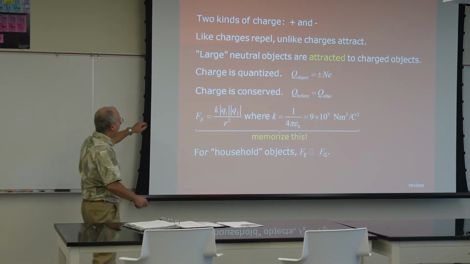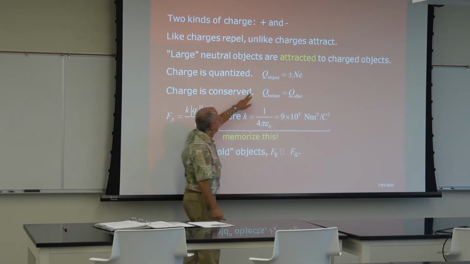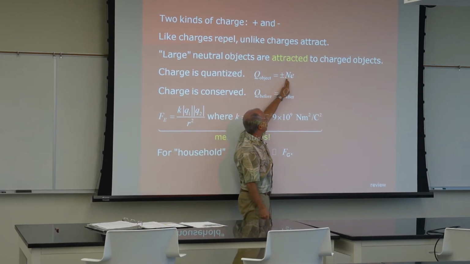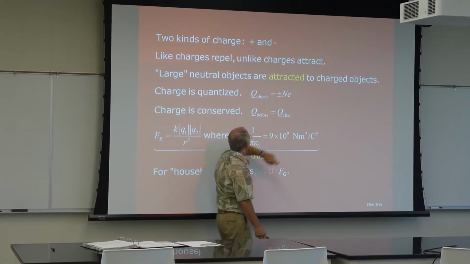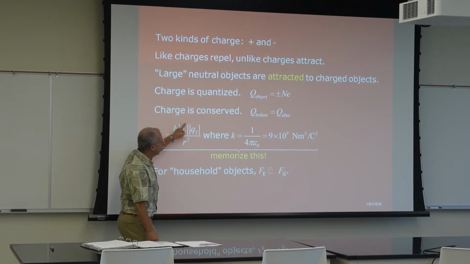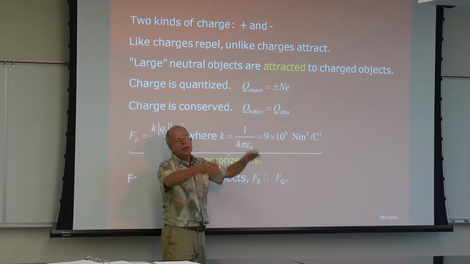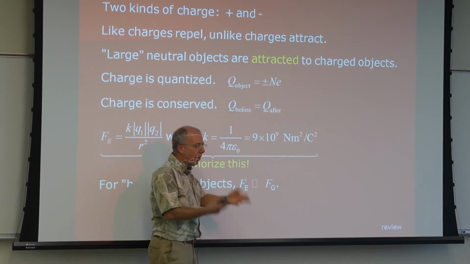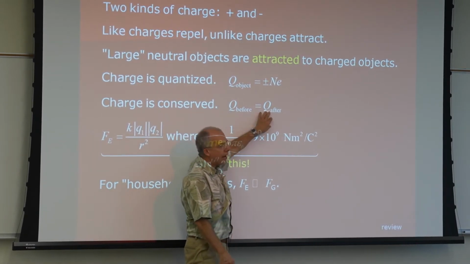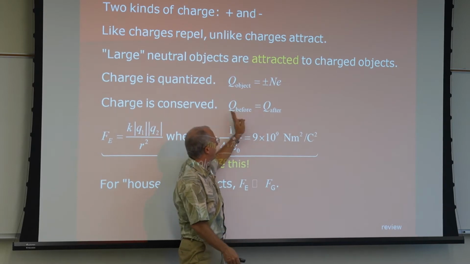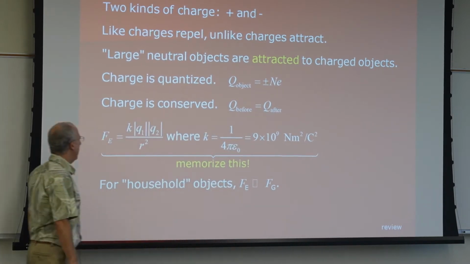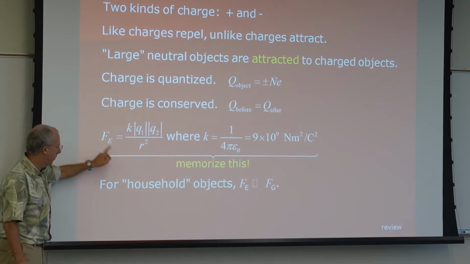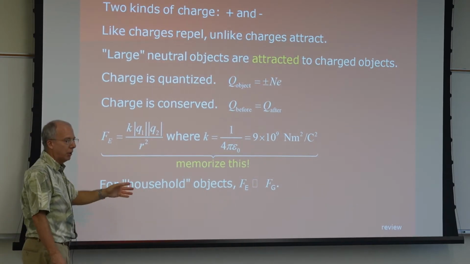Then we talked about the fact that charge is quantized. So if you measure the charge of any normal household thing, it's always going to be an integer times the charge of an electron. Charge is also conserved, so no matter what you do, if you measure the charge before some kind of a process and you measure the charge after, they're always going to be the same. And then we finally got an equation. And this is super crucial to memorize. I mean, you'll see, because we're going to use it a lot.